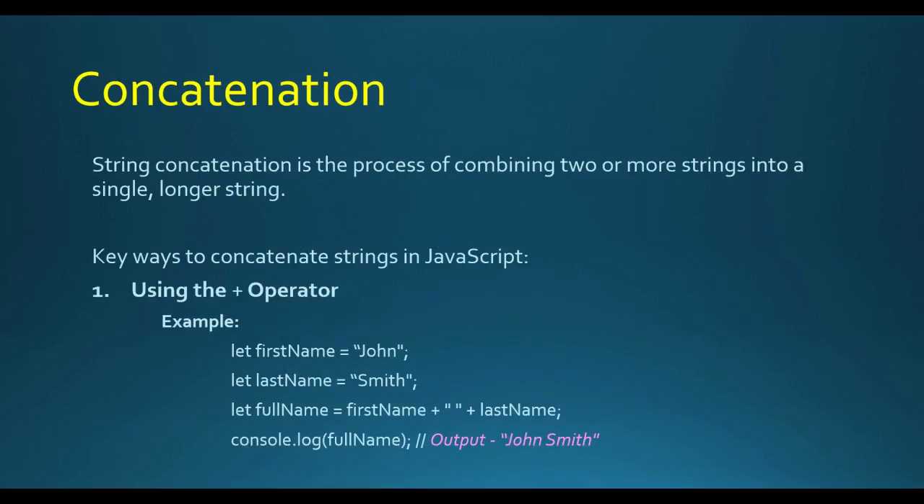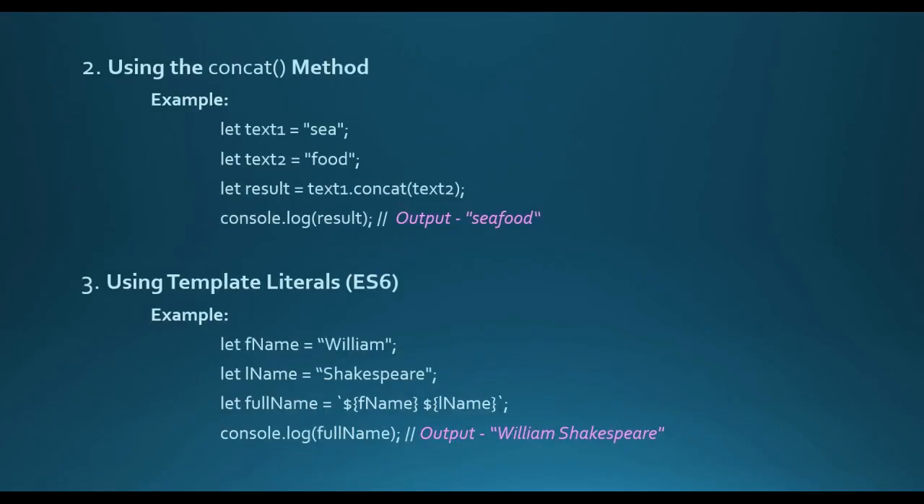Now let's move on to concatenation. String concatenation simply means combining two or more strings into one long string. I'm going to discuss some of the key ways to concatenate strings. The most common way is using the plus operator. In this example, the first two variables are concatenated in the third variable using this plus symbol. Check the output. Using the concat function, which joins two strings together. In this example, check the output of the variable result.